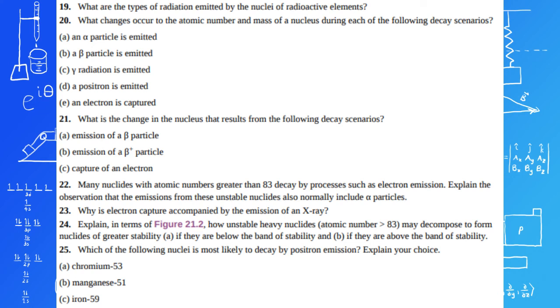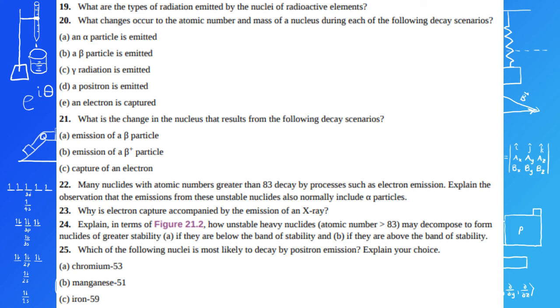23. Why is electron capture accompanied by the emission of an X-ray? We explained that. 24. Explain in terms of figure 2. Oh, that was the graph with the belt of stability. Explain in terms of the graph how unstable heavy nuclides may decompose to form nuclides of greater stability if they're below the band, above the band. We already described that.